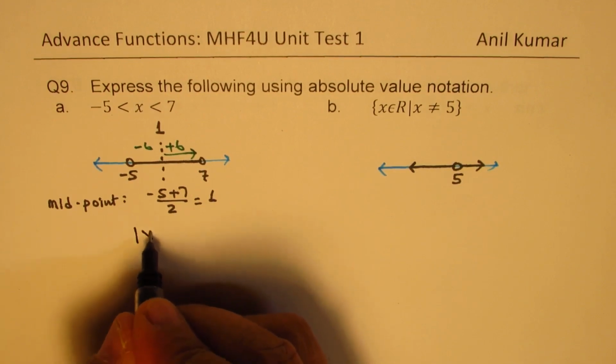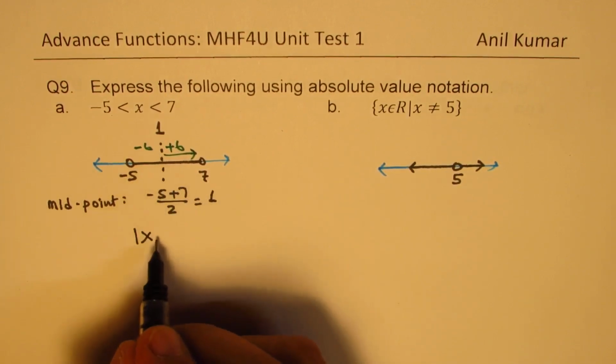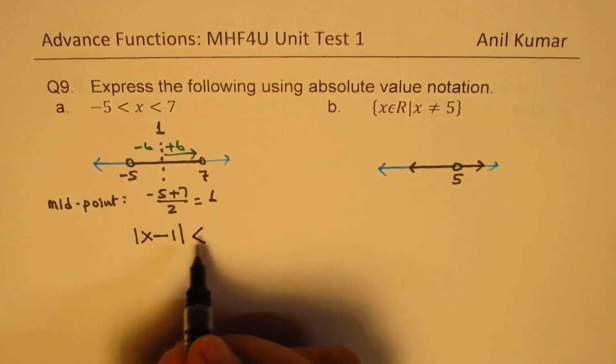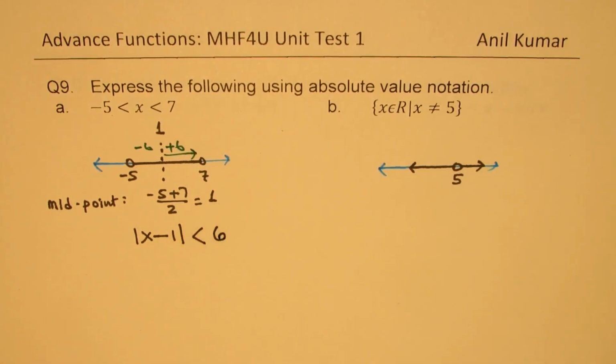The absolute function has moved 1 unit to the right, so that means x minus 1, and the value is less than 6. So that becomes your answer. Does it make sense to you? Correct? So that is how we are going to answer the first one.